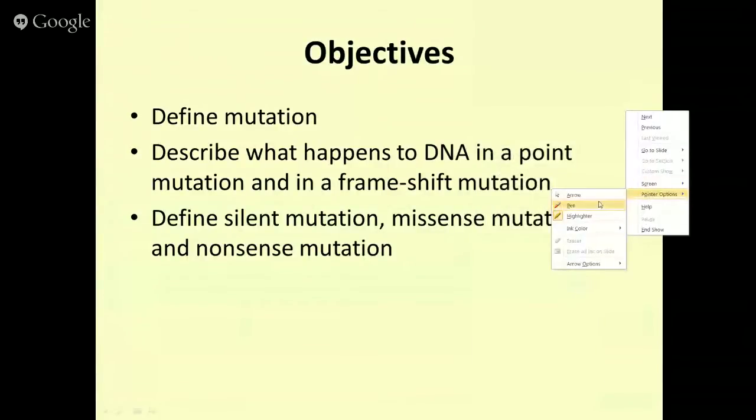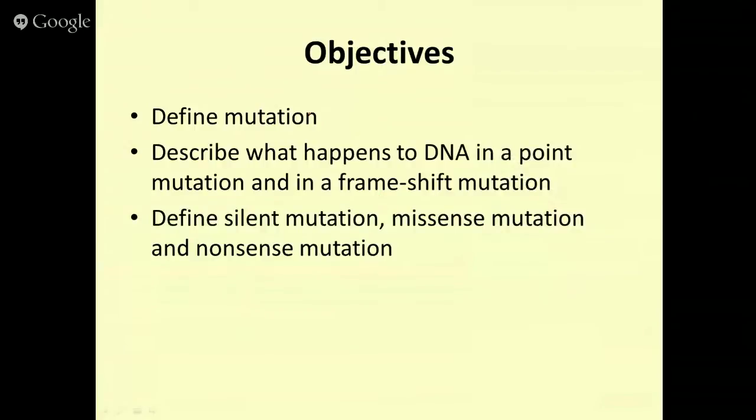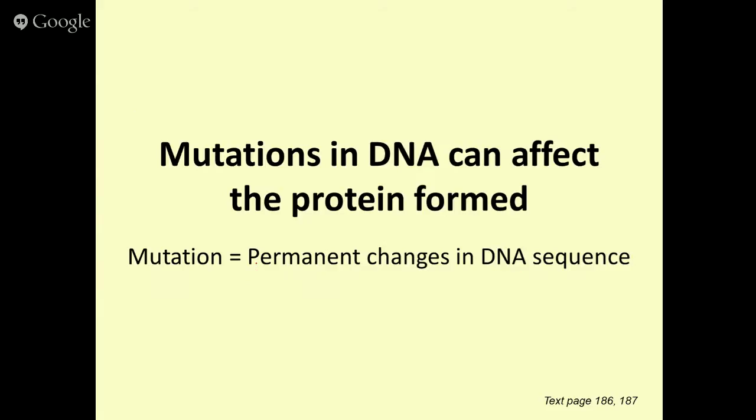Trying to find my pen here so I can do some highlighting for you. So what's the definition of mutation? What happens to the DNA when it gets mutated? What's the difference between a point mutation and a frameshift mutation? What's the difference between silent, missense, and nonsense mutations? So we're going to have a lot of definitions to look at.